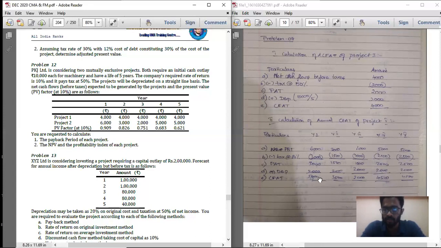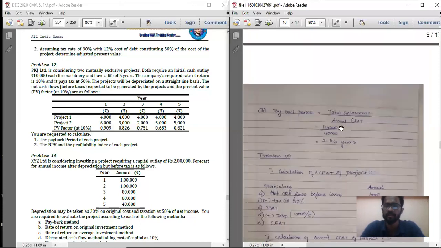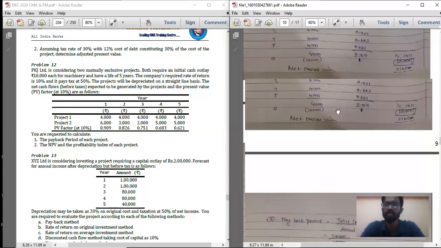Now add it. 3,000 plus 2,000, you are getting 5,000. 1,500 plus 2,000, you are getting 3,500. 1,000 plus 2,000, you are getting 3,000. 2,500 plus 2,000, you are getting year 4, 4,500. And for year 5, 2,500 plus 2,000, you are getting 4,500. So that is the CFAT for project 2. So with that, we have found what is the CFAT for project 1 and project 2.